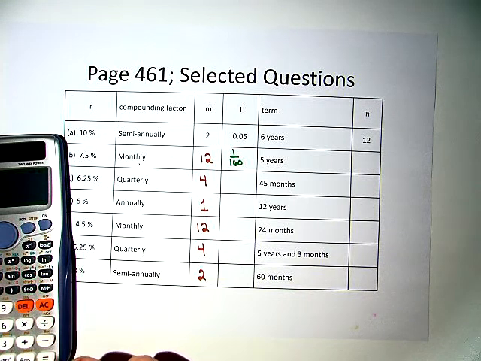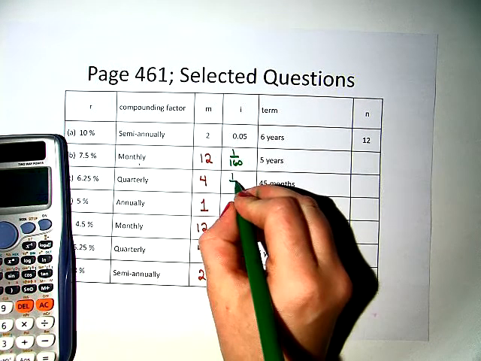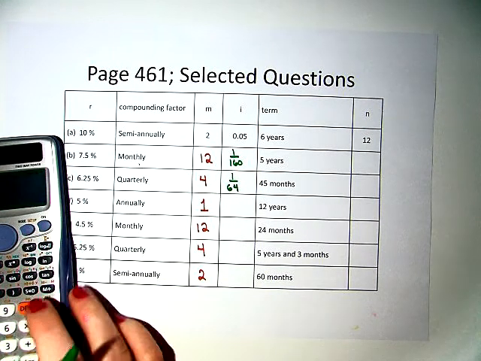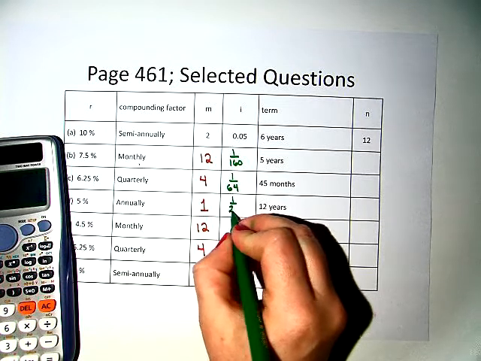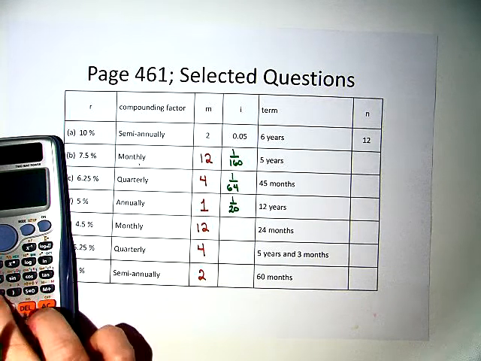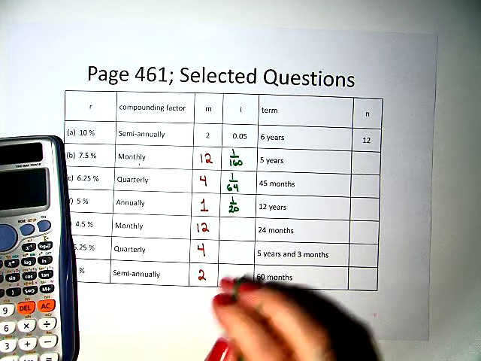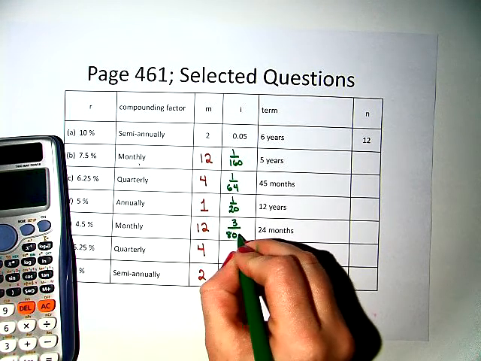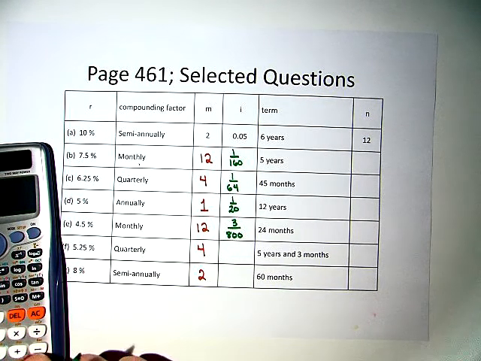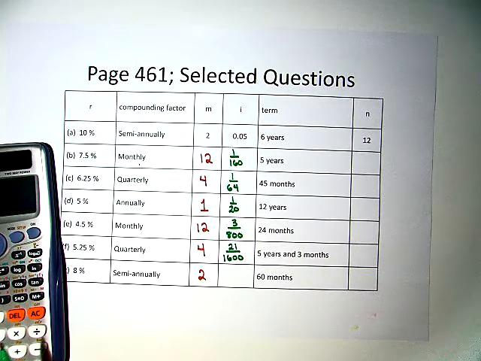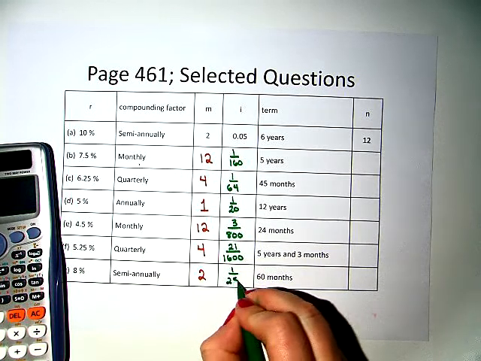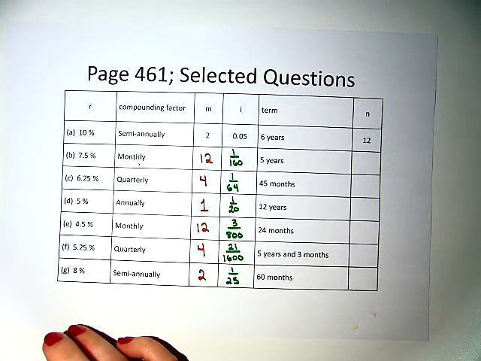6.25% divided by 4 gives us 1 over 64. 5% divided by 1 gives us 1 over 20, gives us 5%. 4.5% divided by 12 gives us 3 over 800. 5.25% divided by 4 gives us 21 over 1600. And 8% divided by 2 gives us 1 over 25. So now we need to look at our N.